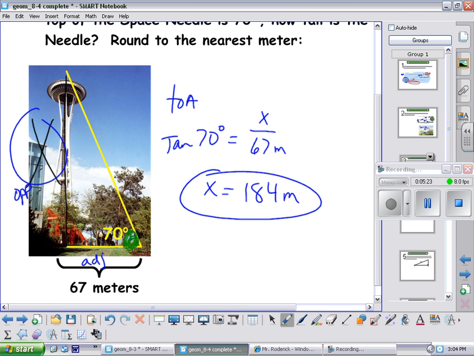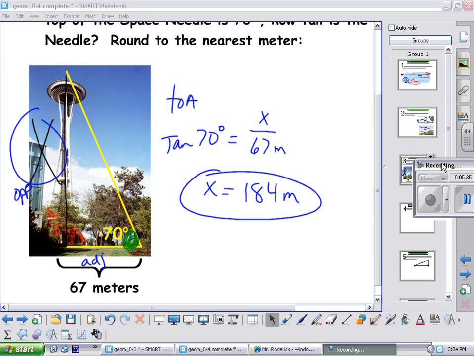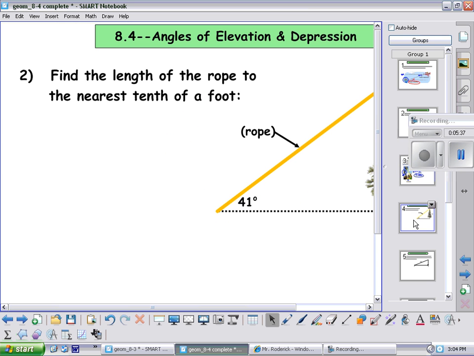Okay? So we solved, again, we solved for a side, so we don't use the inverse button. We only use the inverse when we're solving for angles, right? All right, let's move on.